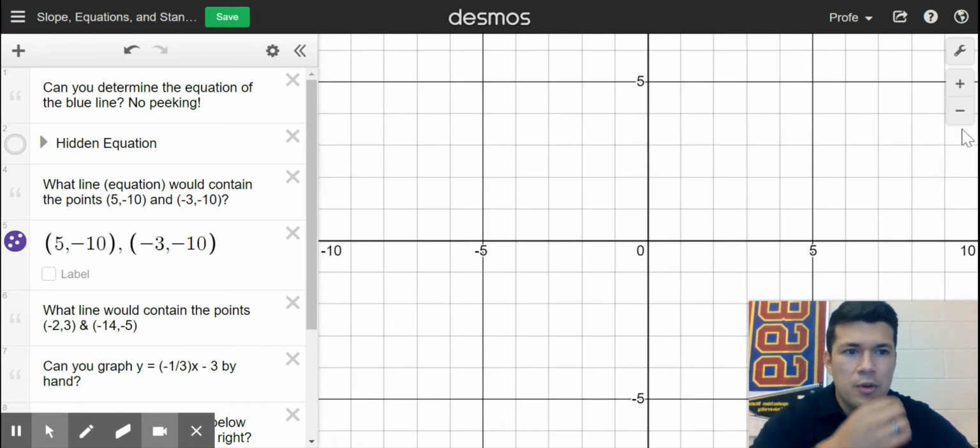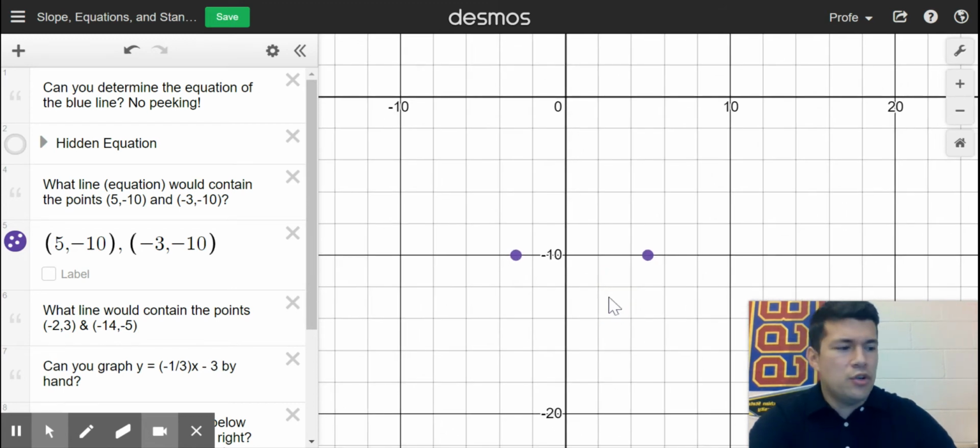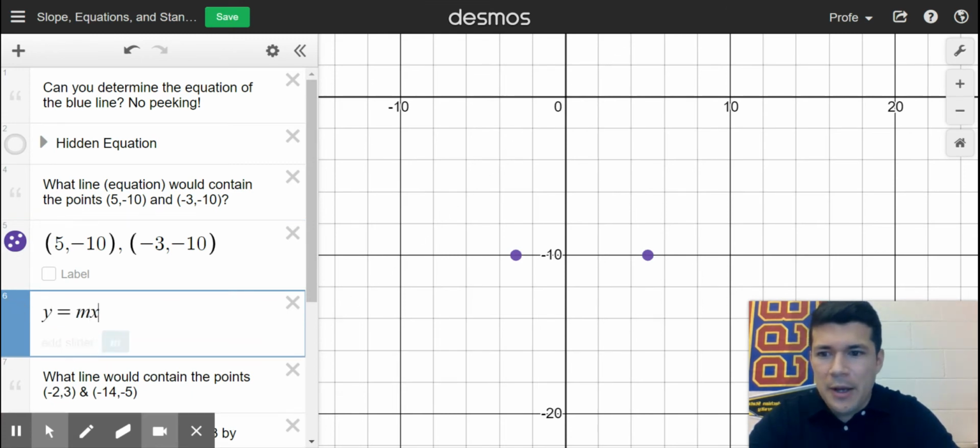I don't see these, but that's because of my window. If I zoom out a little bit, I can find that both of these are right down here. So I'm thinking, what line could I draw to connect those two points? When you're envisioning connecting those, I hope you see that it would have a y-intercept at negative 10. So if we're looking at y equals mx plus b, we definitely know that our y-intercept would be negative 10. And then we think of our slope.